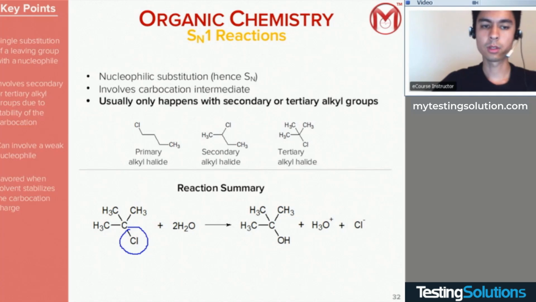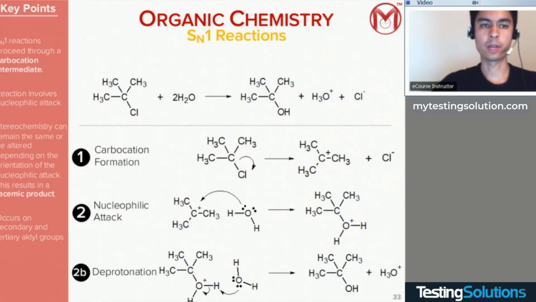My chloride group comes off as a leaving group. Water comes on, it adds hydroxide as the nucleophile. So let's look at this reaction overall. The first step is the carbocation formation. So my first step is the leaving group just comes off and results in the formation of this carbocation.